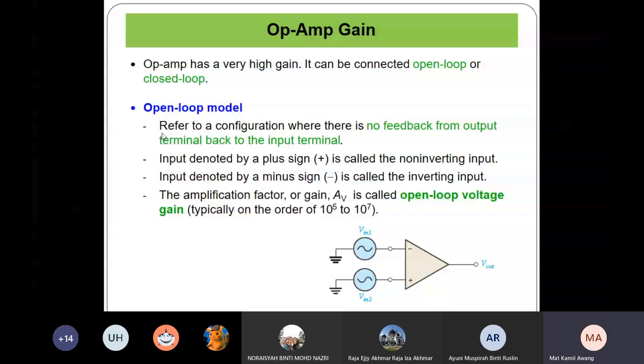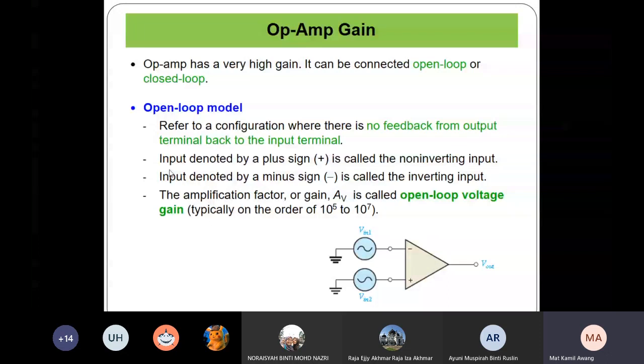So in the open loop model, there is actually no feedback from the output to the input. This is an example of an open loop gain, where you have the input and you have the output, and there is no connection from the output back to the input. So there is no feedback. So this is considered as an open loop model, where there is no feedback from the output terminal back to the input terminal.